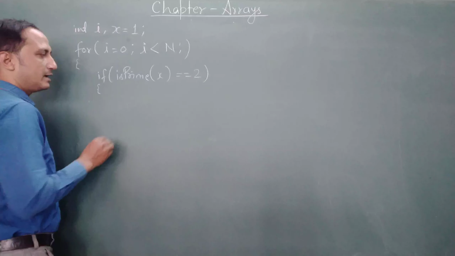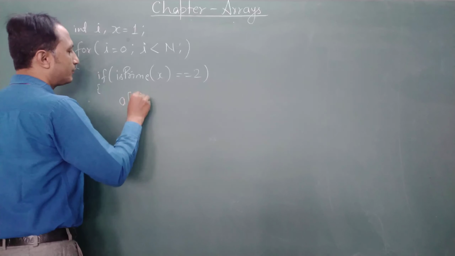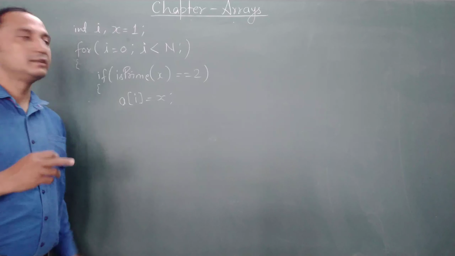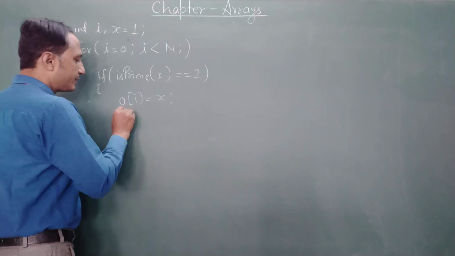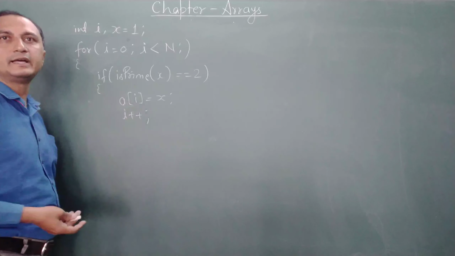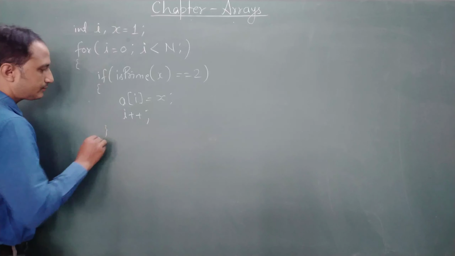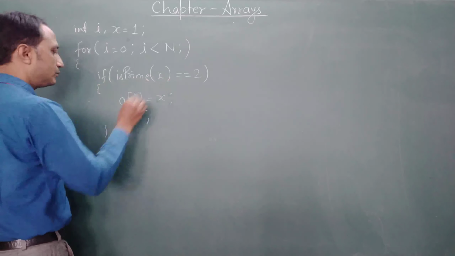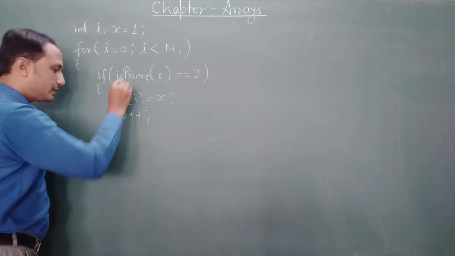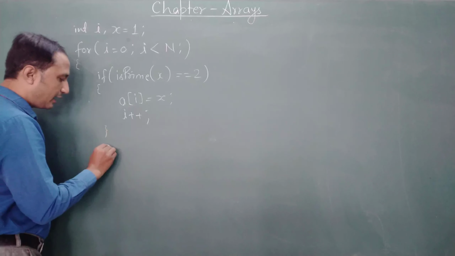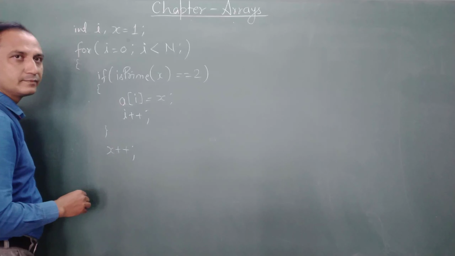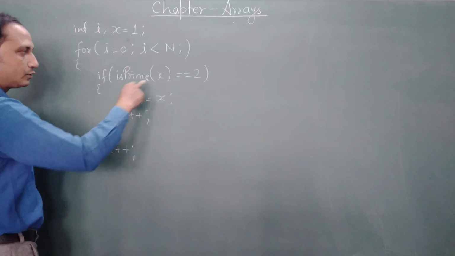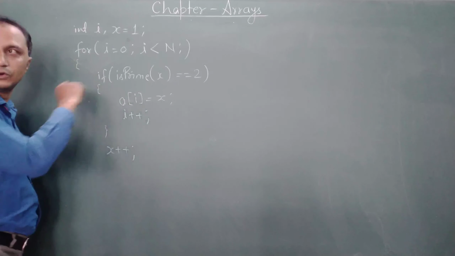So if the value of x is prime, then store it at the location a of i. And when the element is stored at the location of i, then only the index value will change, to store the next element. In the same manner this process will continue, and if the condition is true, then this will happen. If the condition is false, then this block will not execute, but every time the value of x will update by 1. Because for the first time we will check for 1, next time we will check for 2, then x will be 3, and so on.